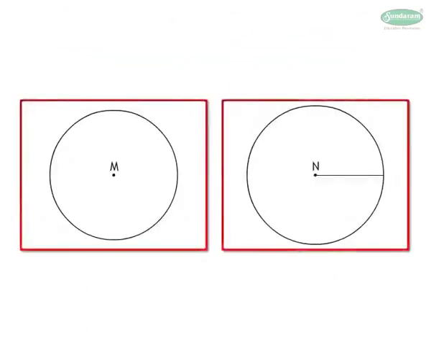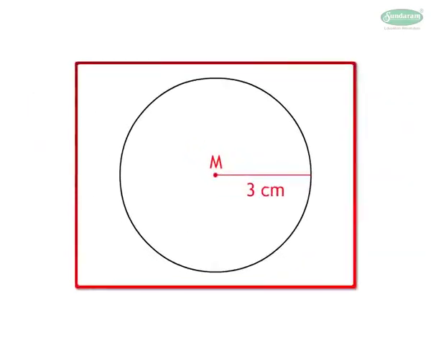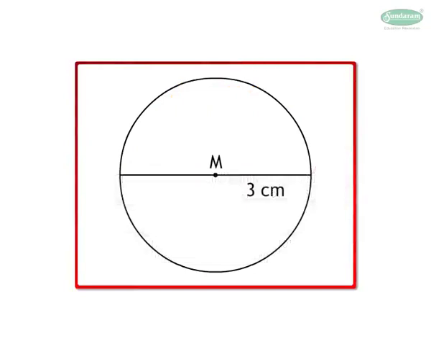Look at these circles. The radius of the circle with center M is 3 centimeters. The radius of the circle with center N is 3.2 centimeters. Now, let's draw the diameters of the circles. First, we will measure the length of the diameter of the circle with center M. Draw a segment that passes through the center M of the circle. It is the diameter of the circle. Let's name it as LP.